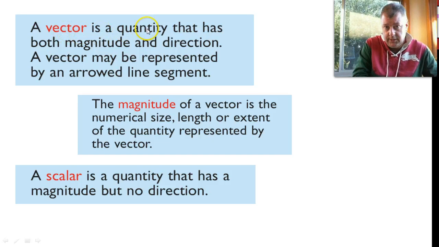First of all, what are vectors? Vectors are quantities that we would use in physics that have both a magnitude and a direction. And we sometimes represent these with an arrow pointing in the direction of the vector, and sometimes the length of the arrow is proportional to the magnitude. This contrasts with what we would call scalar quantities that only have a magnitude and no direction.